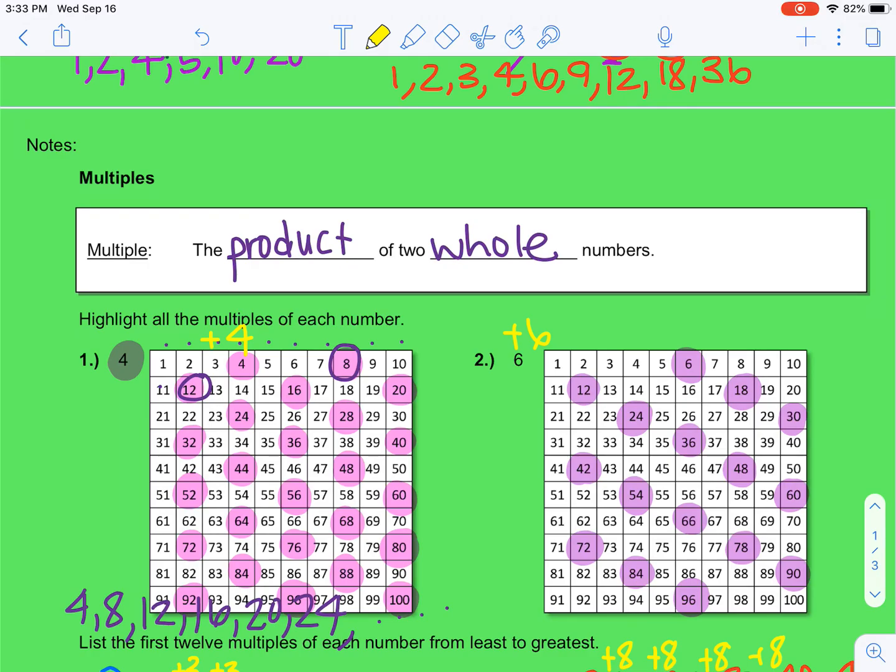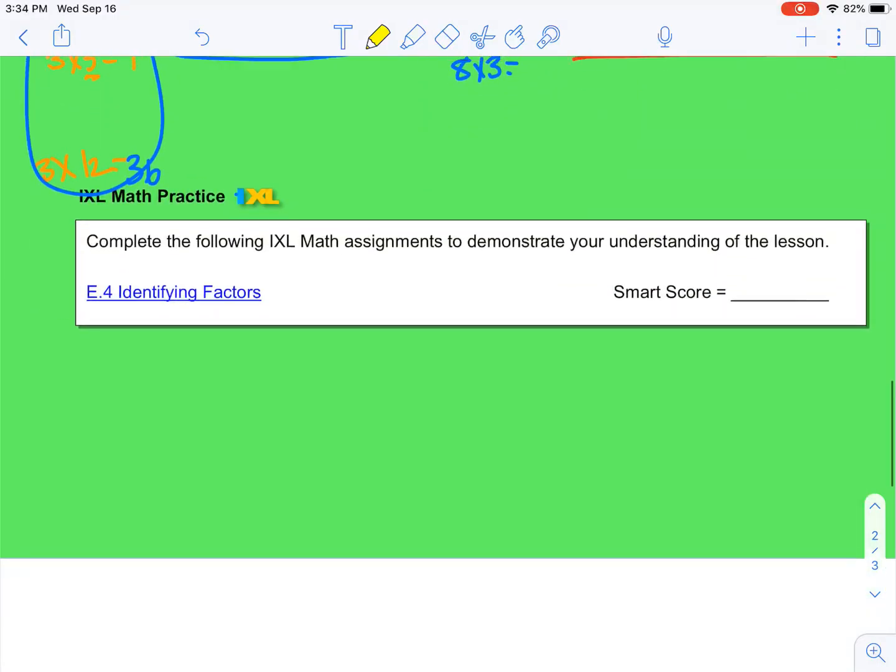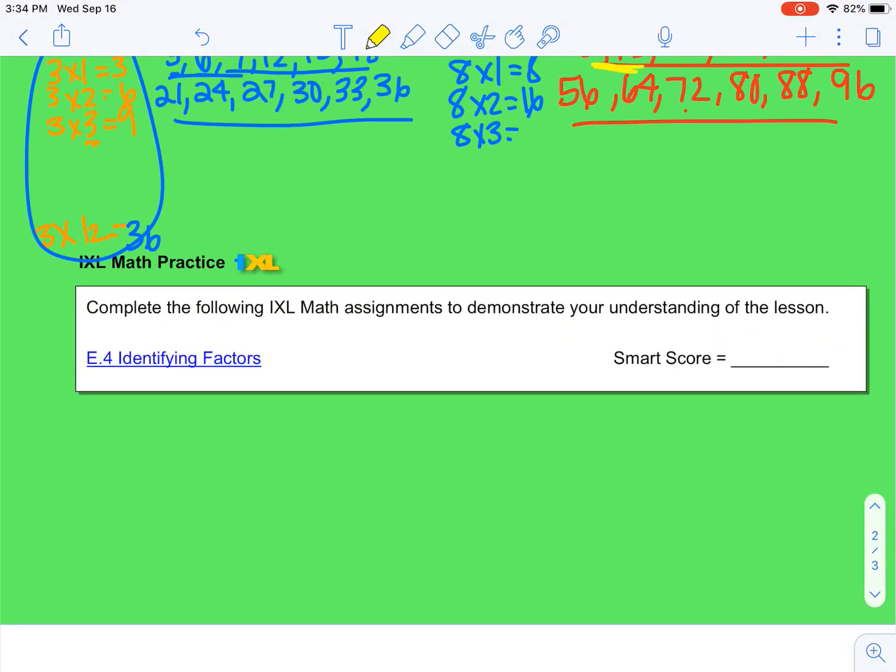So right now, if you have not finished the E.4 IXL, go ahead and finish that. And then finish the back side of 1.3's worksheet.